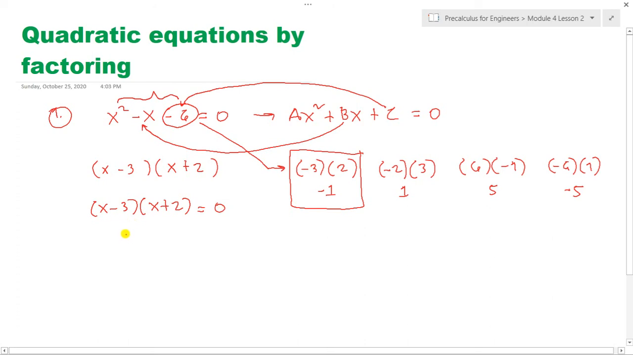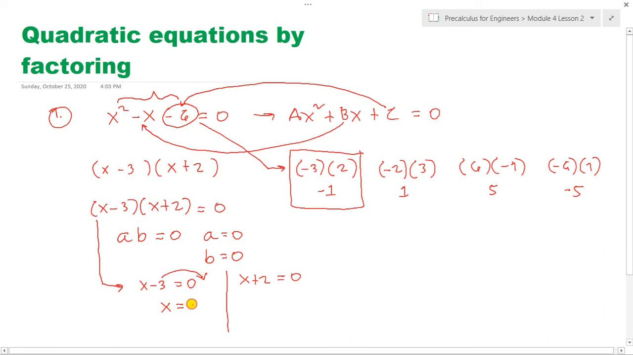Since we already know from the property of algebra that if a times b equals 0, then a is 0 or b is 0, we equate each factor to 0. So x minus 3 is equal to 0, and the other one is x plus 2 is equal to 0. So we have two solutions for our x. The first one, we transpose on the other side, so we now have x is equal to 3. This is the first solution. The second solution, transposing on the other side, we have x is equal to negative 2.